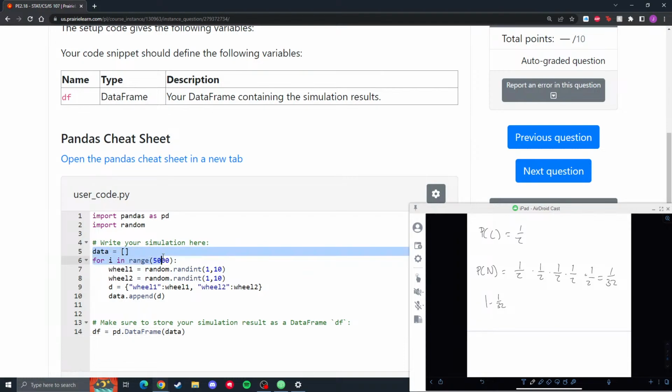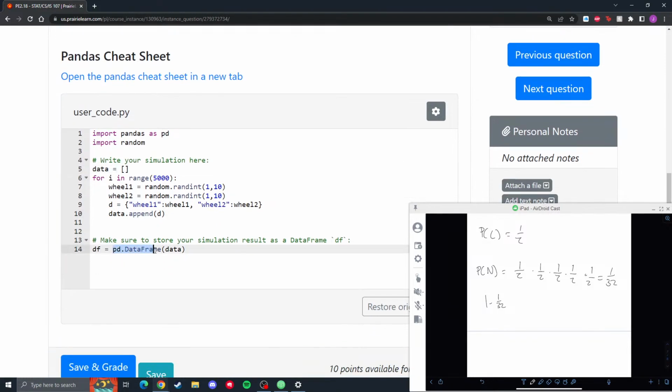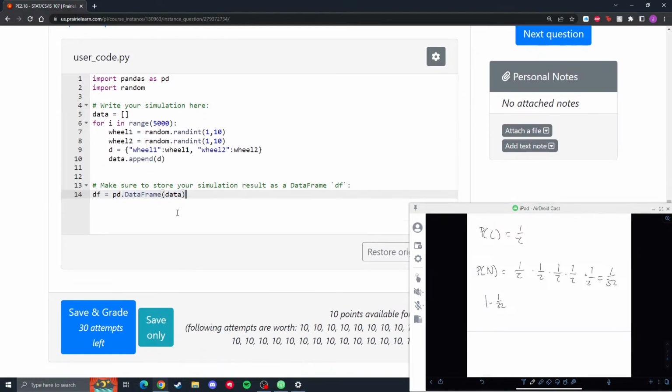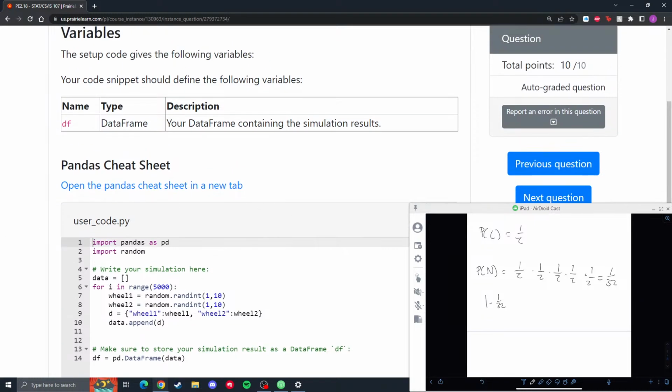So what we did is create our data list, and did a for loop of 5,000 times because that's what the question asked for. Wheel 1 is a random integer between 1 and 10, same with wheel 2. And we add those to a dictionary, which is always going to be the syntax of a string for the column name, then what you want to add to the column, then a comma, a string of the next column name, and what you want to add to the column. And those are separated by colons. Then we do data.append(d) to add it to our list. And then we can do pd.DataFrame of data, and that'll make our data frame. All right, cool. We got that one.